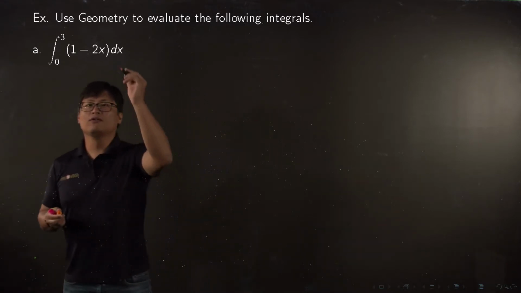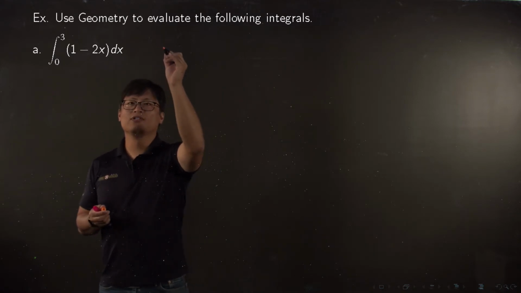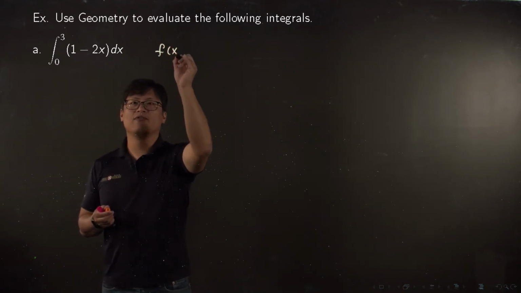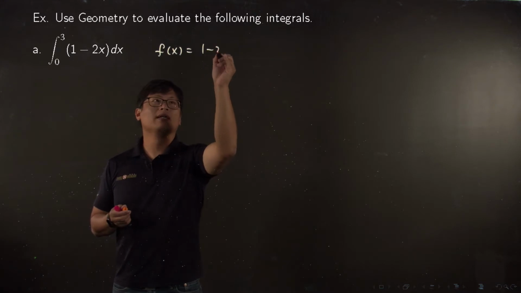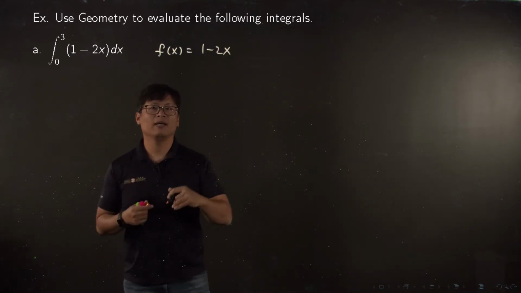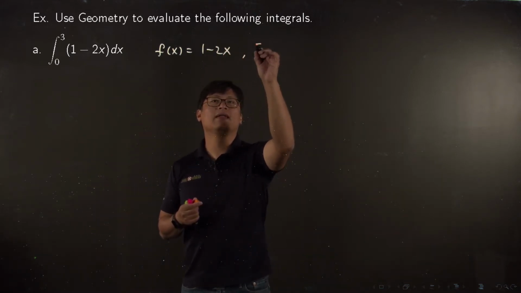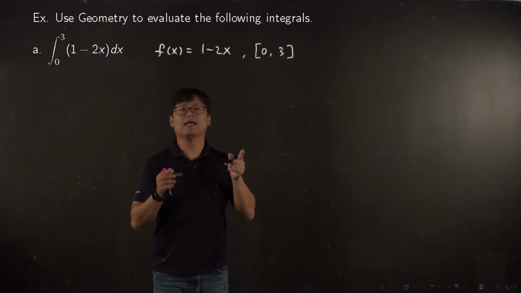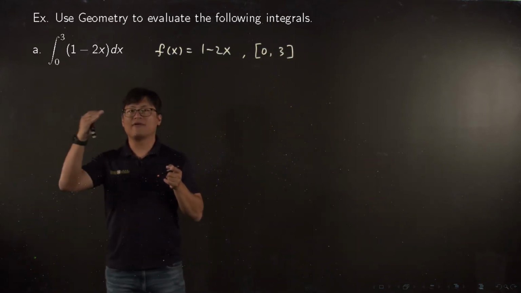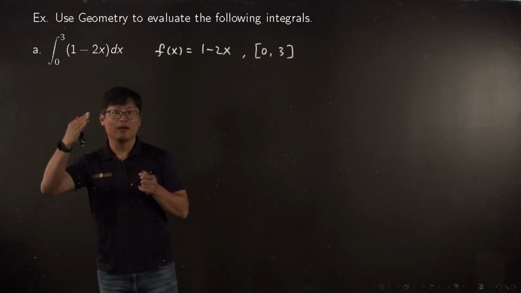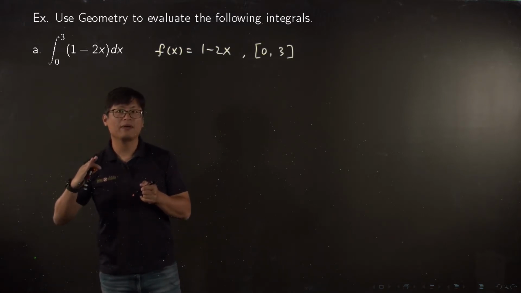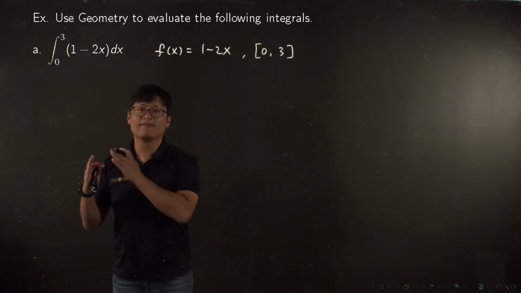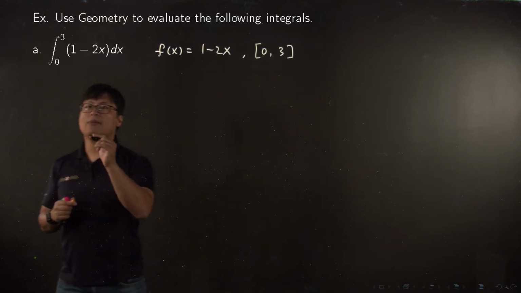Let me write your function on the side. Your function f of x is 1 minus 2x, which is a straight line. And we would like to talk about the net area from 0 to 3. But keep in mind, it is net area, which means if your function value is negative, then it must be negative area. Okay, let me give you the figure of this.